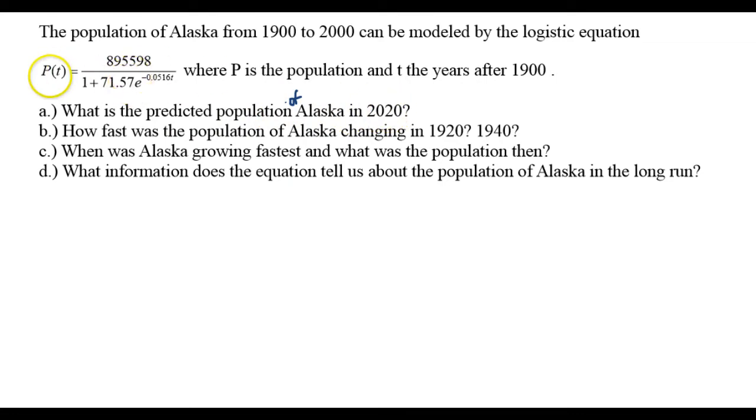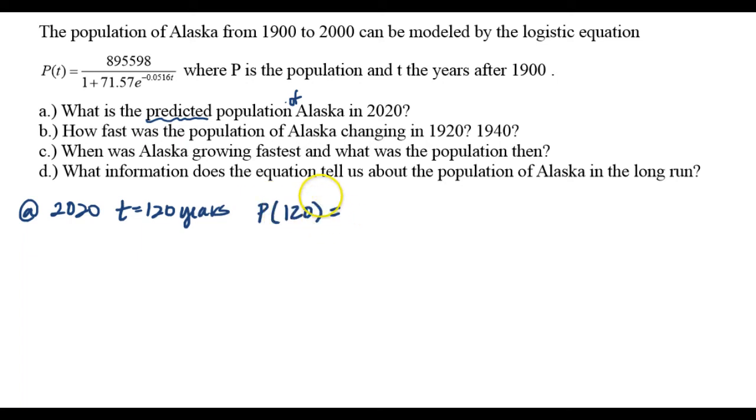So all we're being asked to do is substitute in a value, a time, into this population function. So this population function is exact, or it's supposed to be, from between 1900 to 2000. So that's why they're using the word predicted for the population in 2020, because that's outside the domain values. But we can still substitute in 120. So for part A, in 2020, that's 120 years after 1900. So that's going to be the value we substitute into P of T. So P of 120 years is going to be my answer.